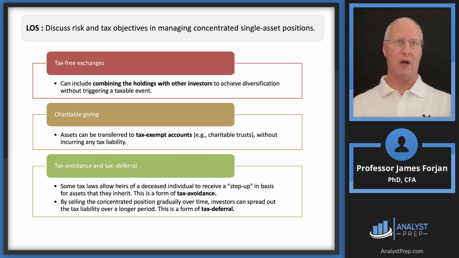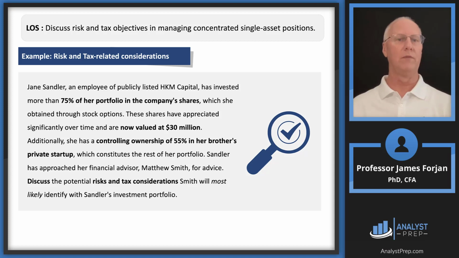Some countries will allow you to, and let's go back to my example, they'll allow you to sell the miniature golf course for $1 million or $2 million and use those proceeds to go to the New York Stock Exchange and buy shares of stock. So that could be a tax-free exchange. You can also transfer the assets into some tax-exempt account, like a charitable trust, without incurring any kind of tax liability. And then there are tax avoidance and tax deferral strategies. We talked about those back in part 1.